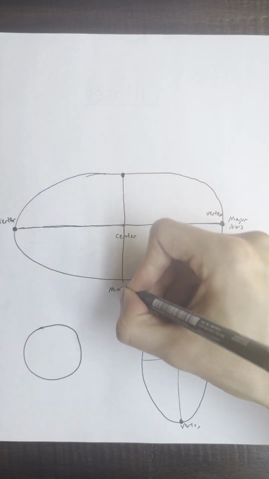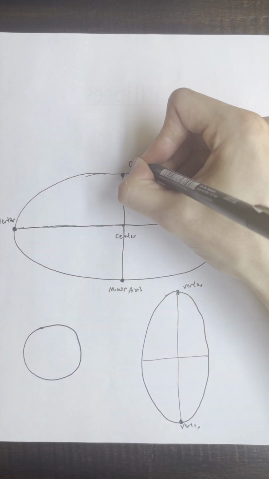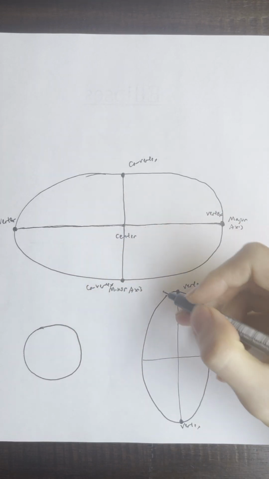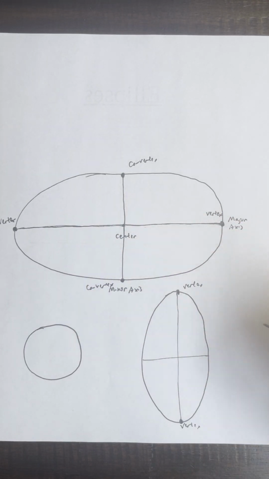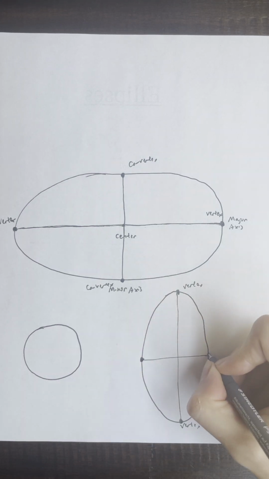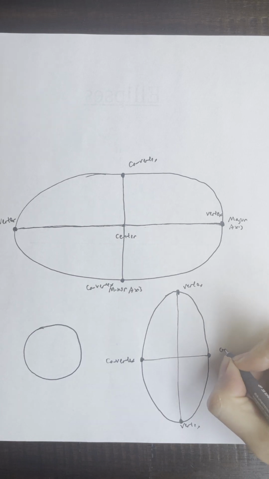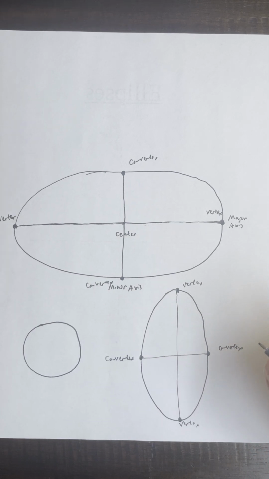The co-vertices, co-vertex, co-vertex. Co-vertices are on the minor axis. So where would the co-vertices be for this ellipse? They'd be here and here. Okay.